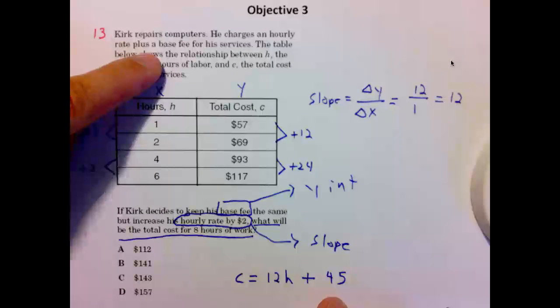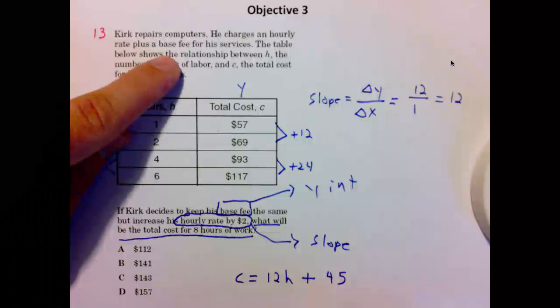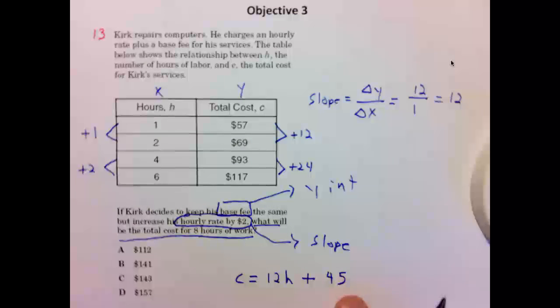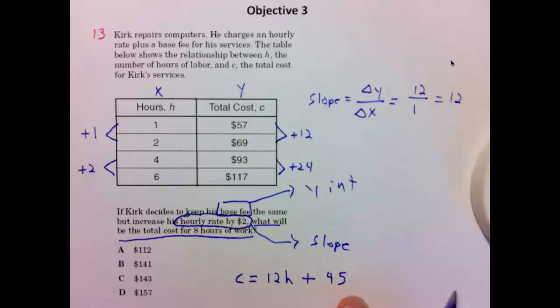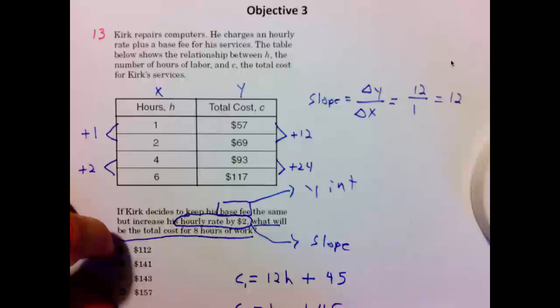Kurt repairs computers. He charges an hourly rate plus a base fee. This 45 is the base fee. And pretty much any kind of services you pay for, this is the way they charge. They charge a fee up front and then a per hour amount. So this is Kurt's current fee. It says we're going to keep his base fee the same, but increase his hourly rate by 2. So this is Kurt's first function for cost. Now I'm going to write a second one. The second one's going to be same base fee, 45. Hourly rate increased by 2. So 12 becomes 14.